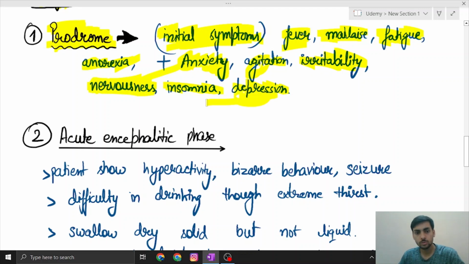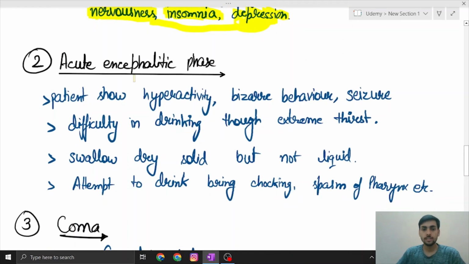Okay, so you can say it is always linked. And insomnia is when you can't sleep properly, whether it is day or night. Agitation and irritability will cause your mood to be always bad. Okay, then comes the acute encephalitic phase. Now encephalitis is the inflammation of the brain. So the patient shows hyperactivity, bizarre behavior, seizures, etc.